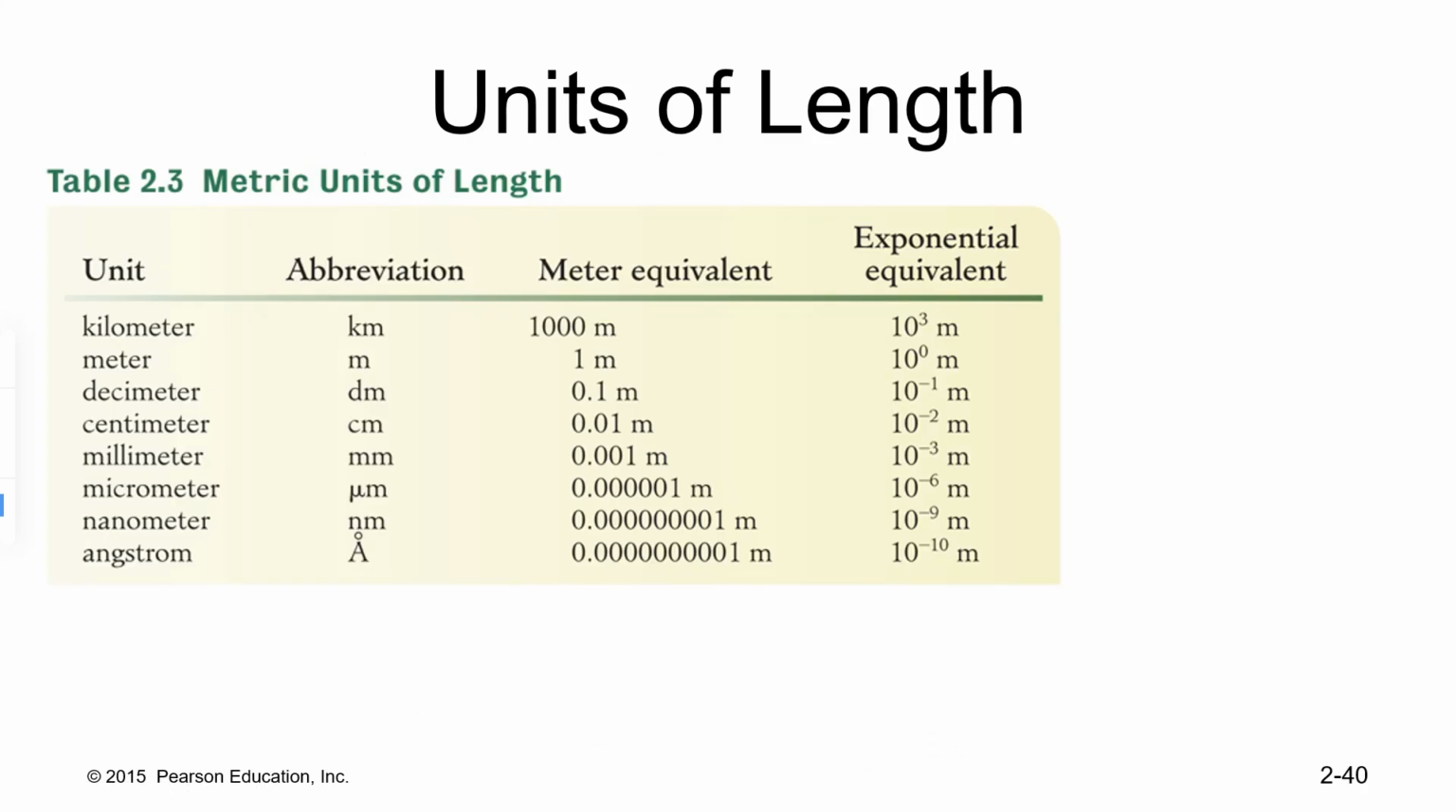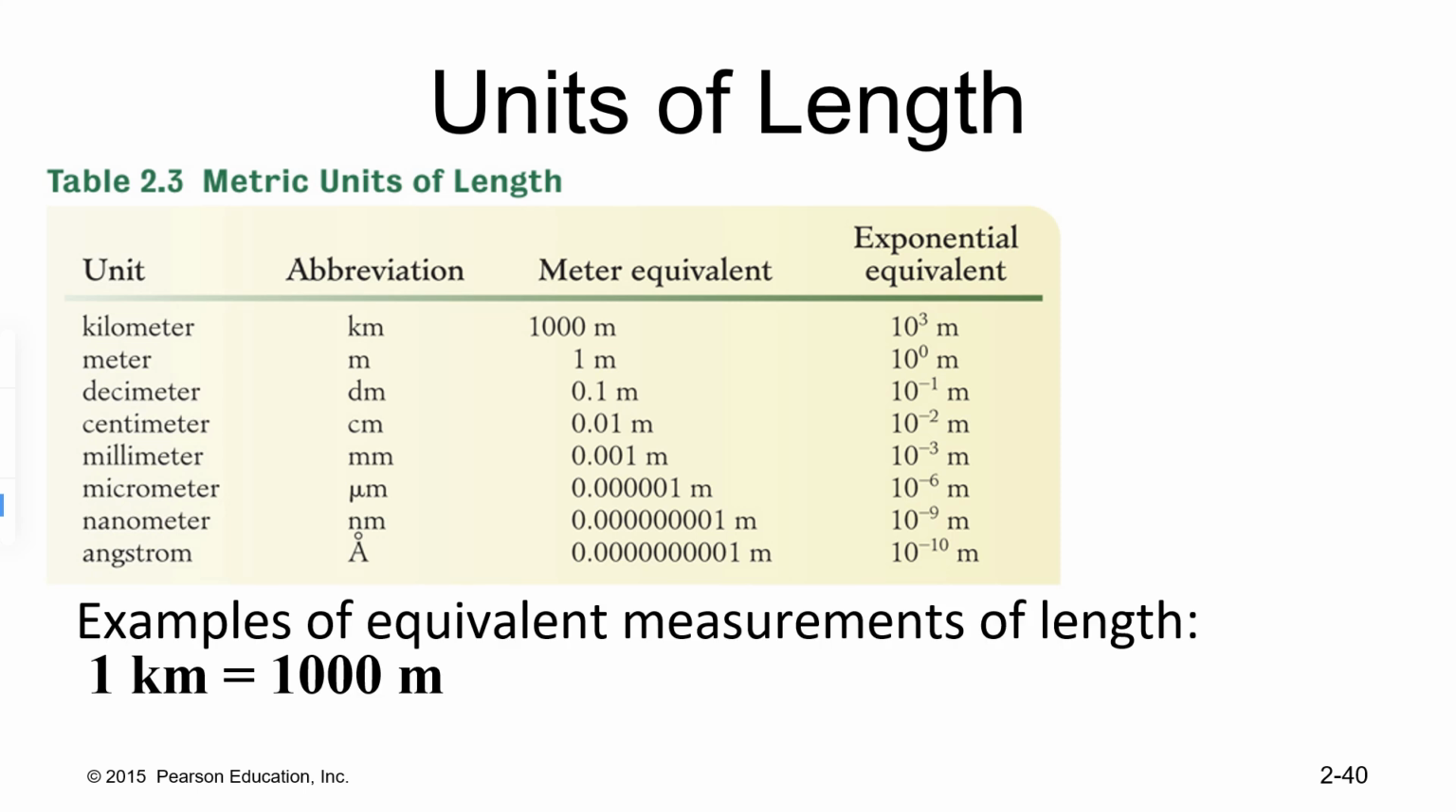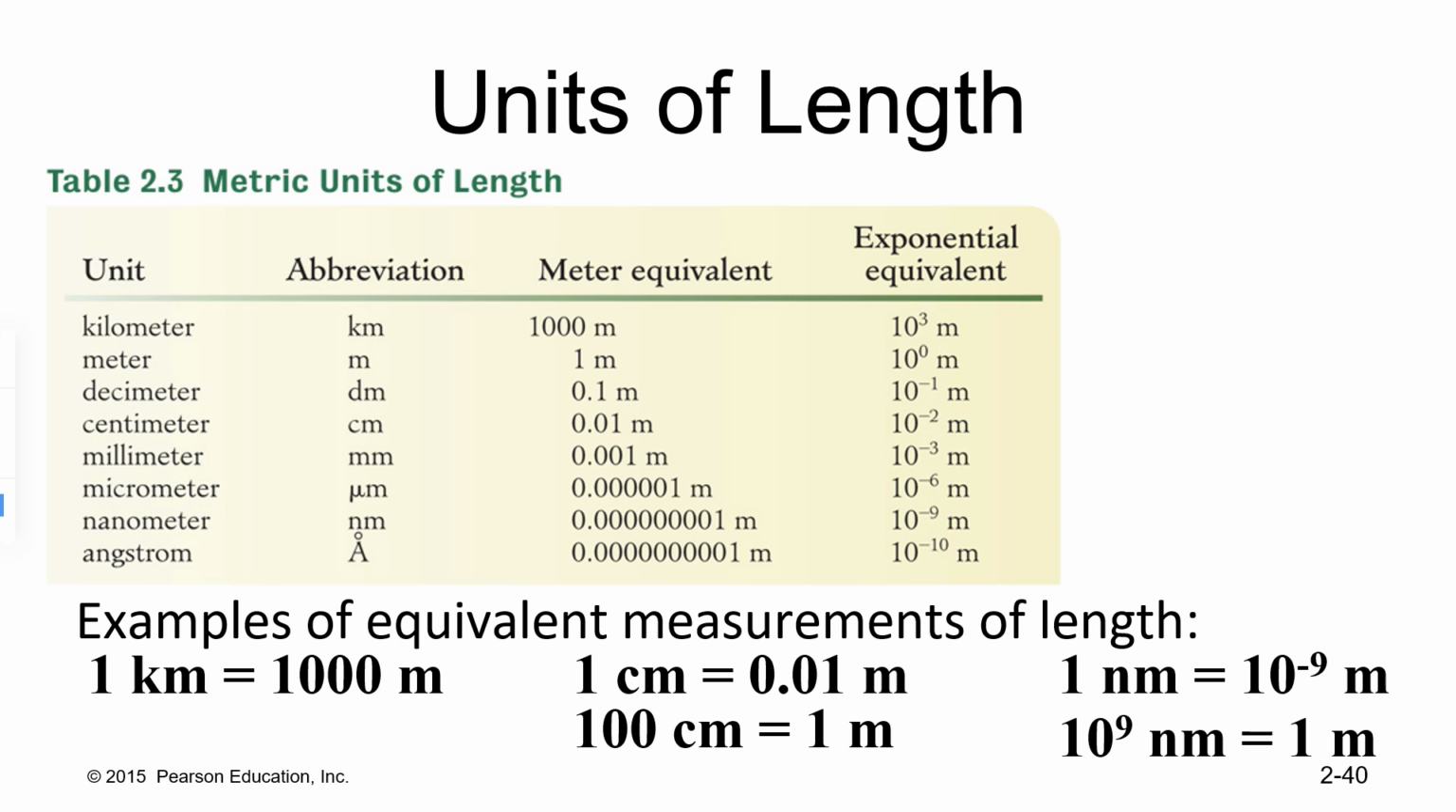Units of length are measured in, as I mentioned, the meter. So we have units listed here and their exponential equivalents that you can come back and review. So 1 kilometer is equal to 1,000 meters. 1 centimeter is equal to 0.01 meters. 100 centimeters is equal to 1 meter. 1 nanometer is equal to 10 to the negative ninth meter. 10 to the ninth nanometers is equal to 1 meter. These equivalencies are called conversion factors, which we'll get into when we talk about unit conversions.